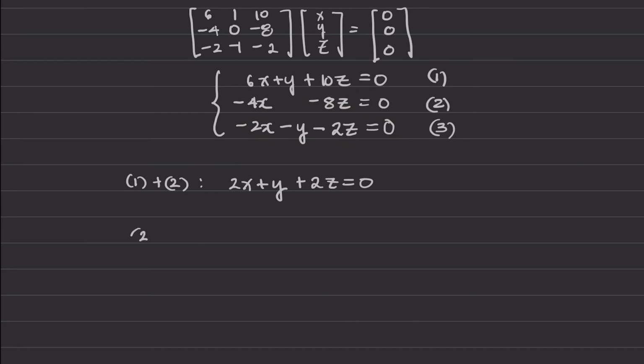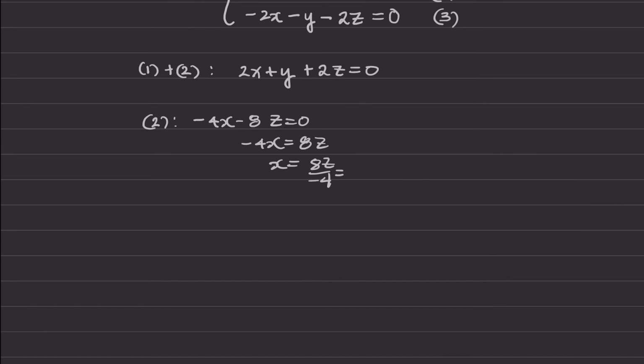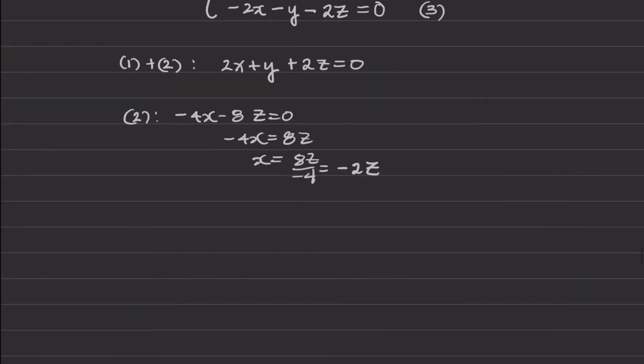So, si equation 2, sige, madali palang makita equation 2. Gawin natin ganito. Okay. So, negative 4x is 8z. So, x is 8z over negative 4. So, meron na tayong x is equal to negative 2z. So, yung x mo na-express mo in terms of z. So, try natin gawin yun kay y. So, from 1 plus 2, nakuha natin dito is 2 times x, which is 2 times negative 2z, plus y plus 2z is 0. So, meron kang y minus 2z is 0.